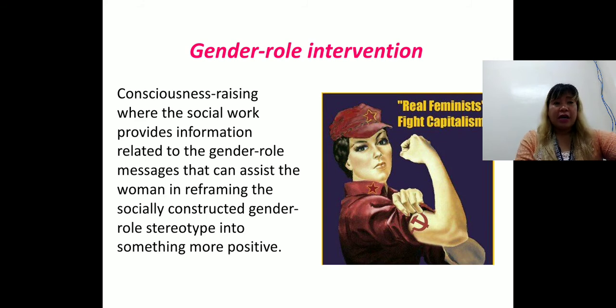So, like for example, in our previous situation, you can actually tell your client that, you know what, you are not alone, you're not the only working mom here in the Philippines. And do you know that there are actually 50% of women who are working in the country? So it's something like that.